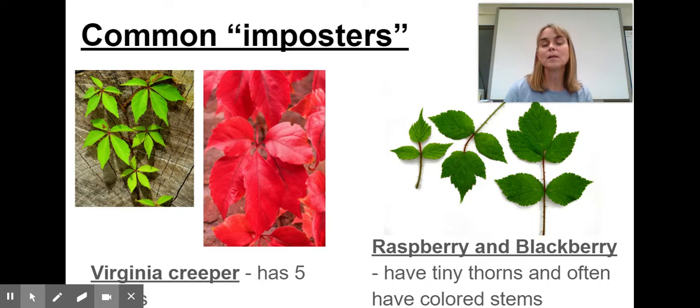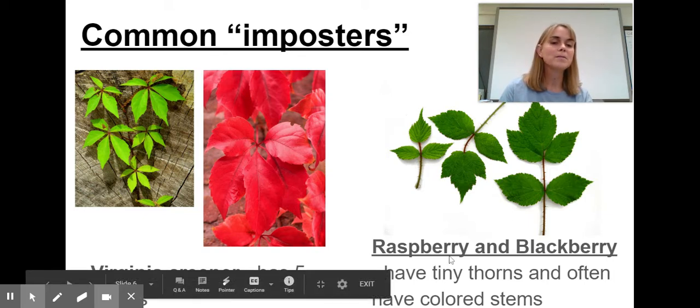Now, there are some plants that look a lot like poison ivy, including Virginia creeper. So both of these pictures on the left are Virginia creeper. Notice if you count the leaflets, 1, 2, 3, 4, 5, it has 5 leaflets. Same over here. This is often mistaken because people see the red and they think that that's what poison ivy should look like. But this is Virginia creeper.